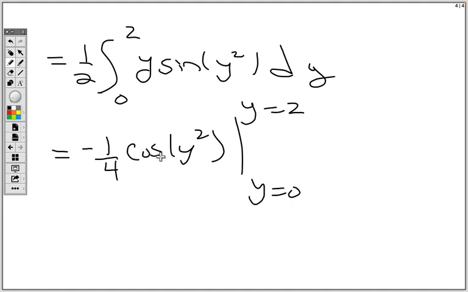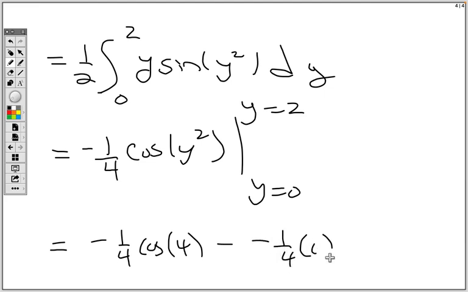So let's double check that. Derivative of cosine of something is minus sine of that thing, so the minus will take care of that. Times derivative of the inside, 2y, boom. Right? So minus a quarter cosine of 4 minus a quarter of 1. So (1 minus cosine of 4) over 4 looks to be our answer.